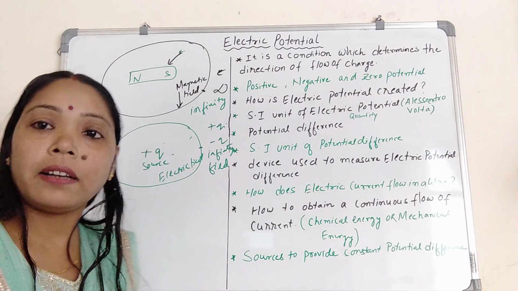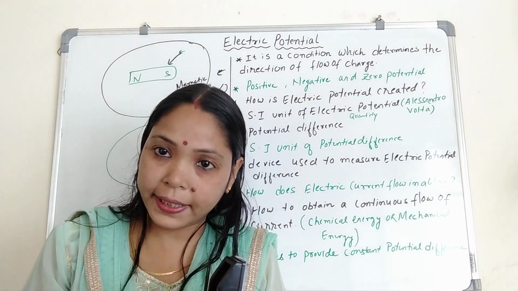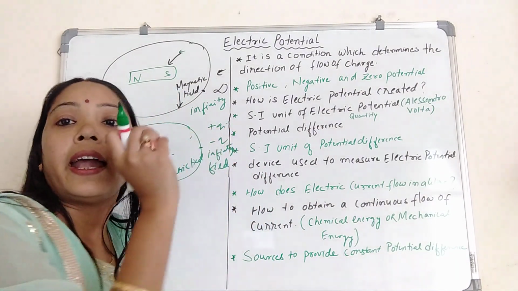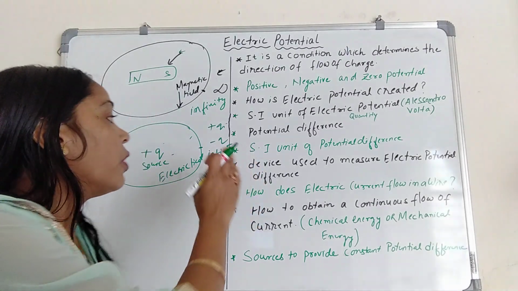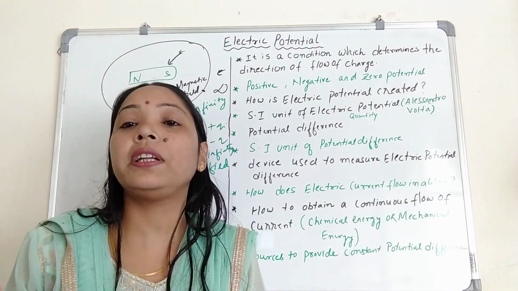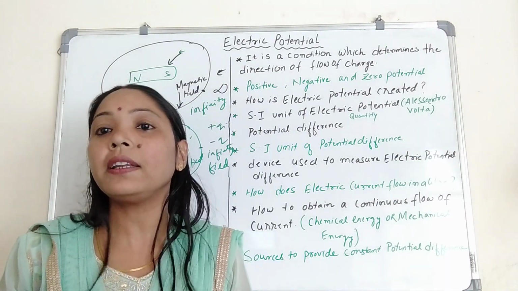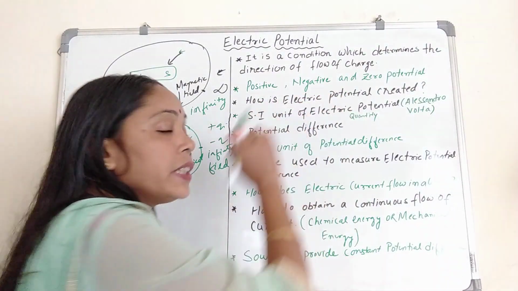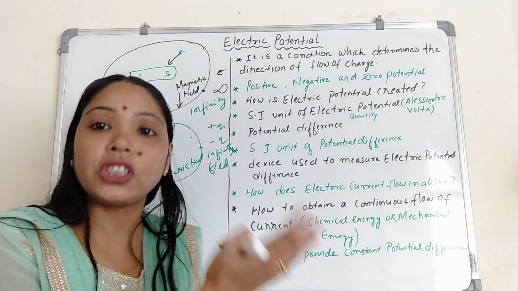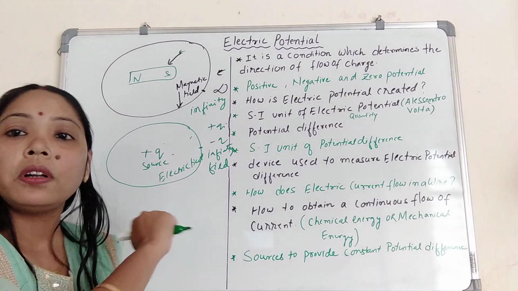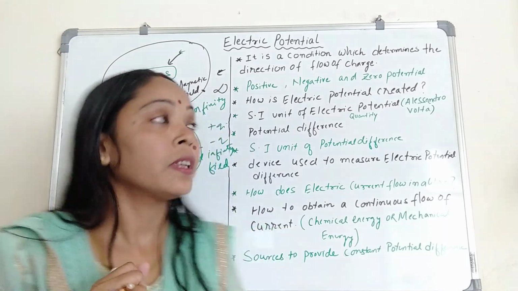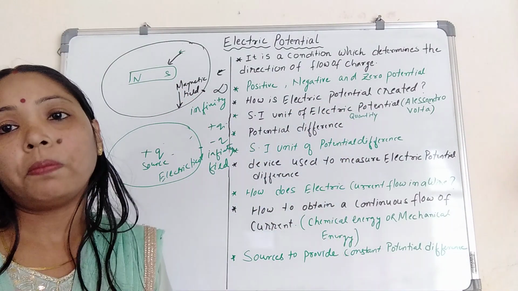So electric potential means the amount of work done required to bring any unit charge from infinity to the electric field. From infinity to that field, you can also use it. So what is electric potential? Electric potential is the amount of work done to bring unit charge from infinity to that field. That field here represents the electric field. So this is about your electric potential.